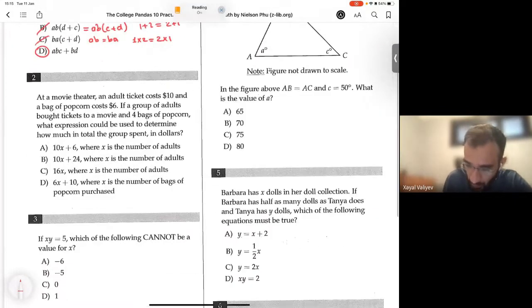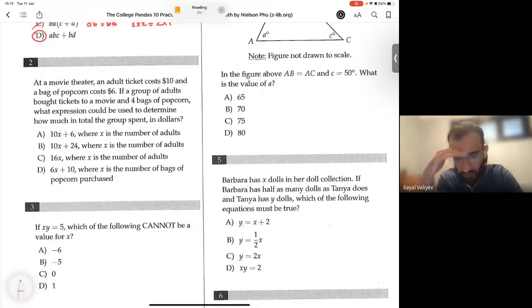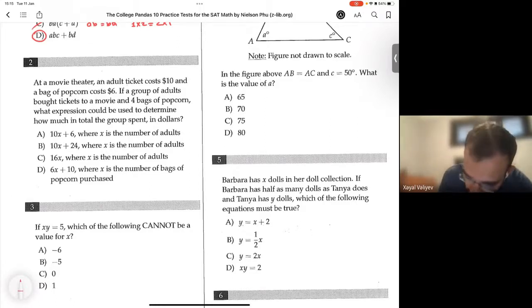Let's do question two. At the movie theater, adult tickets cost $10 and a bag of popcorn costs $6. If a group of adults bought tickets to the movie and six full bags of popcorn, what expression could be used to determine how much in total the group spent in dollars?